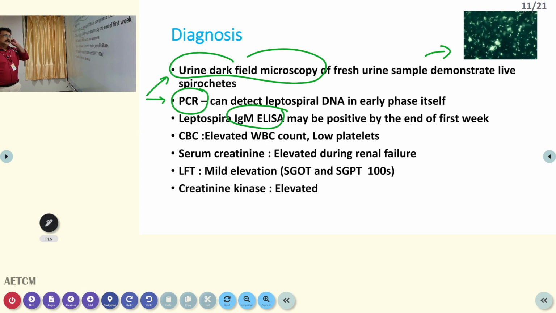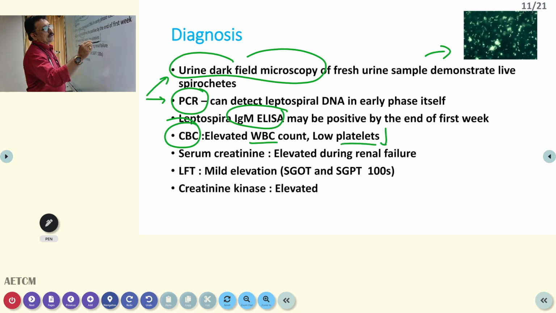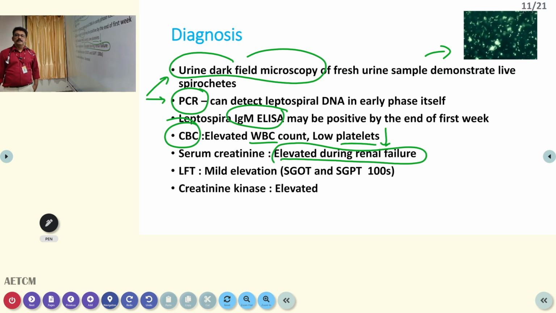Then for other investigations, you can do a complete blood count. There you can see WBC counts are elevated and platelets are low. But platelets can be low in dengue, malaria, and all other types of fevers also. So it is not a definitive investigation, but it will be low. Creatinine is elevated during the second phase of the disease. That is a very classical finding in leptospirosis compared to other types of fever, whether it is dengue fever, malaria, or most of the viral fevers.